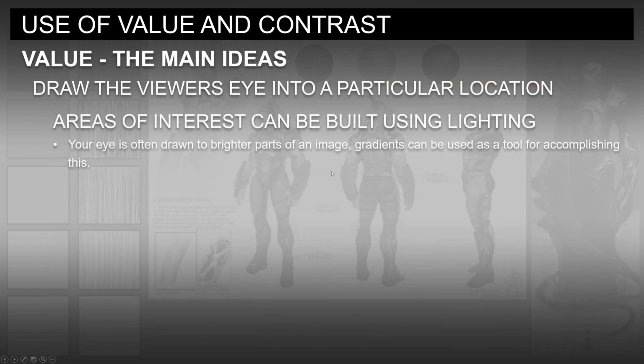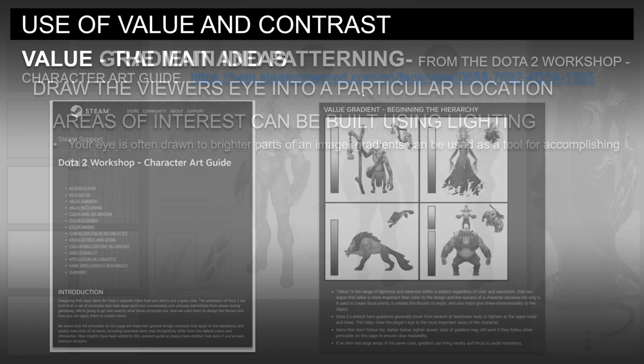So the other big ideas: you can draw the viewer's eye into a particular location. Areas of interest can be built using lighting. So if we take a look at value as not only shape breakup, but also how light falls on an object, your eye is often drawn to brighter parts of an image. Gradients can be used as a tool for accomplishing this.